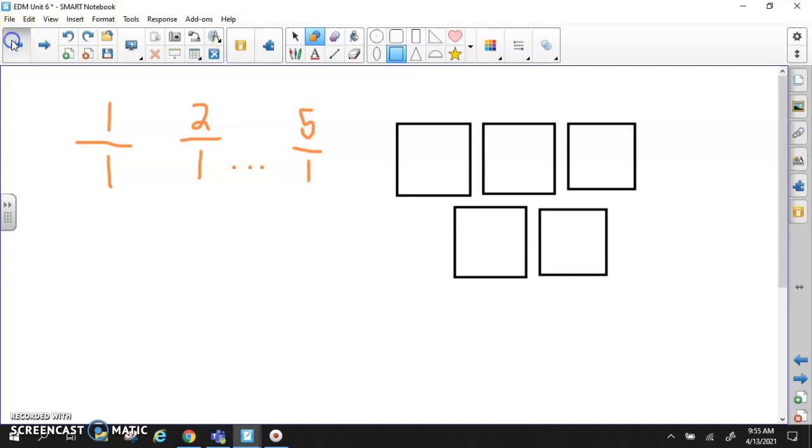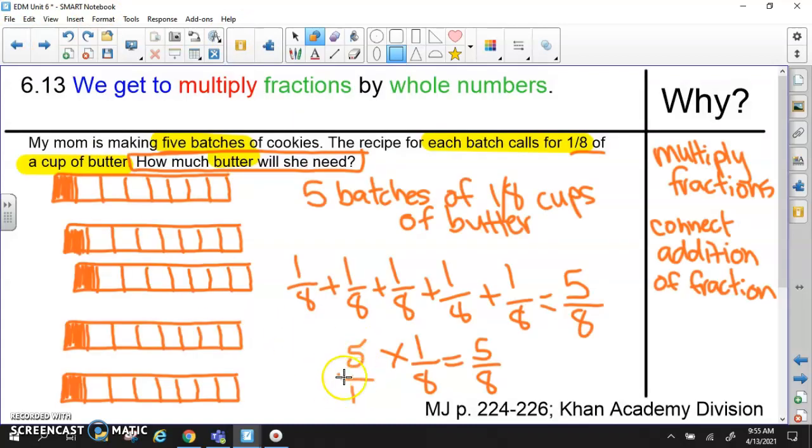So when I've translated that 5 into 5 wholes, the way I want to say it is, remember, you only multiply the numerators. 5 times 1 is 5, and you also only multiply the denominators, as 1 times 8 is 8. Is everybody okay with the multiplication on that? Okay. Yes.